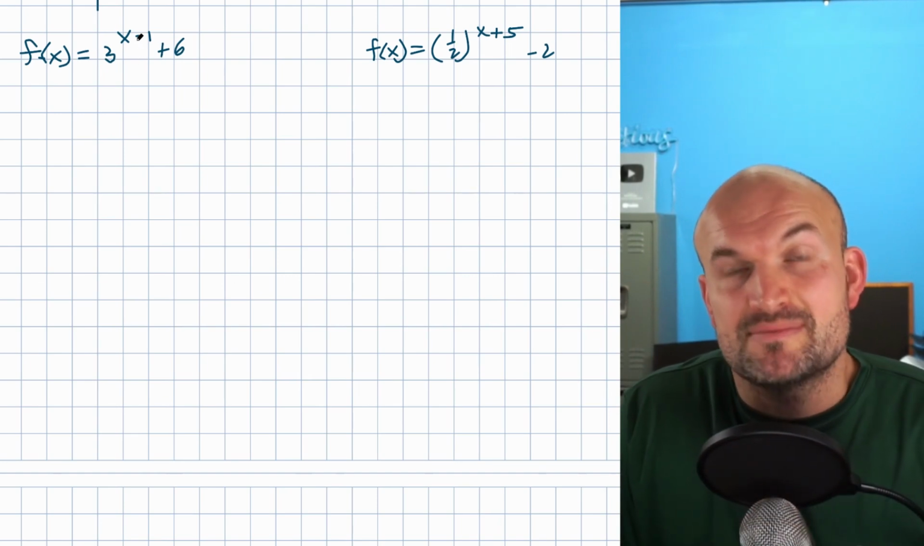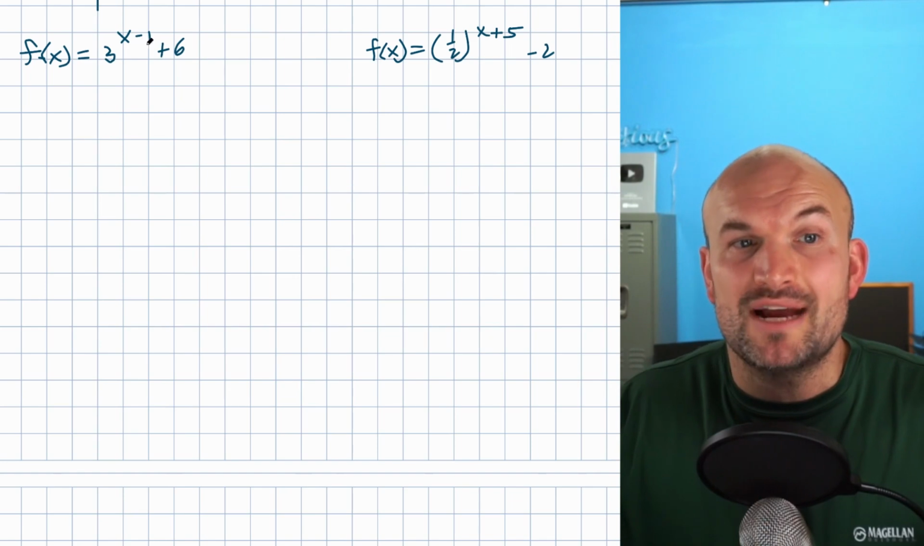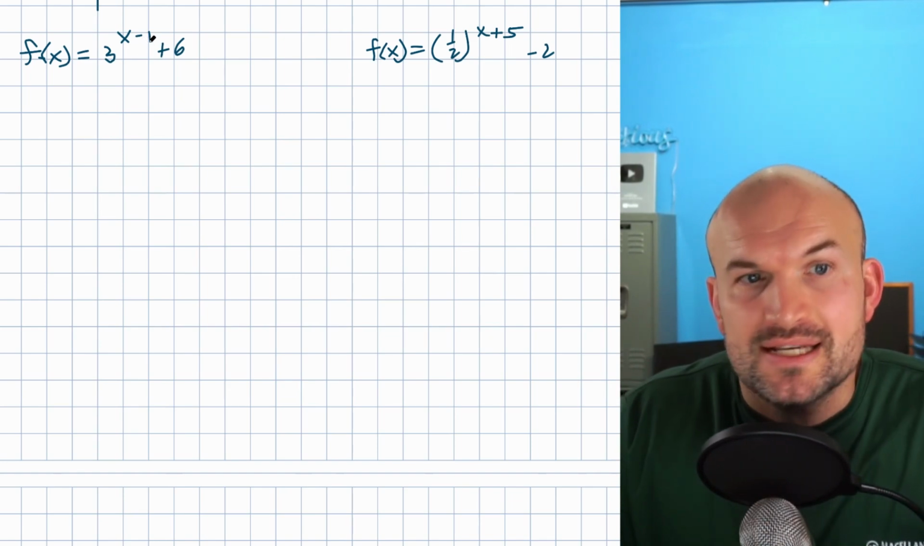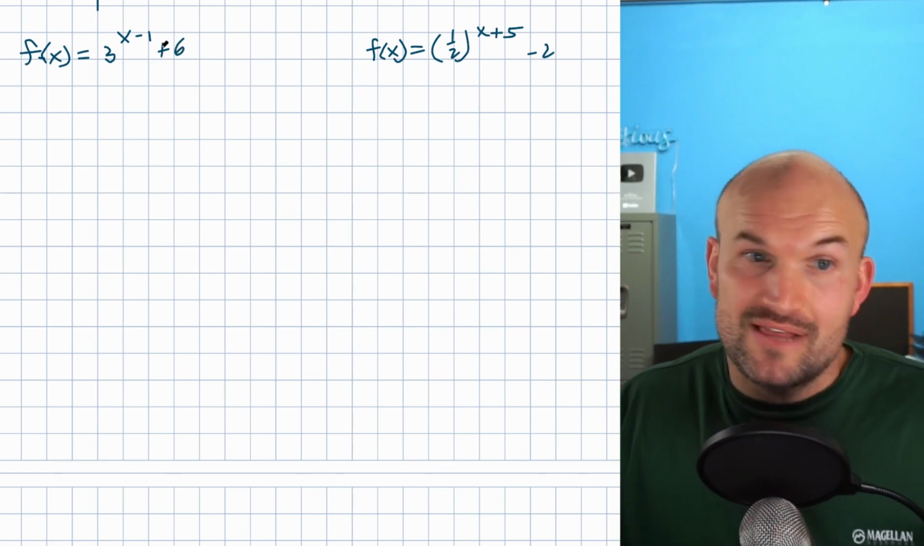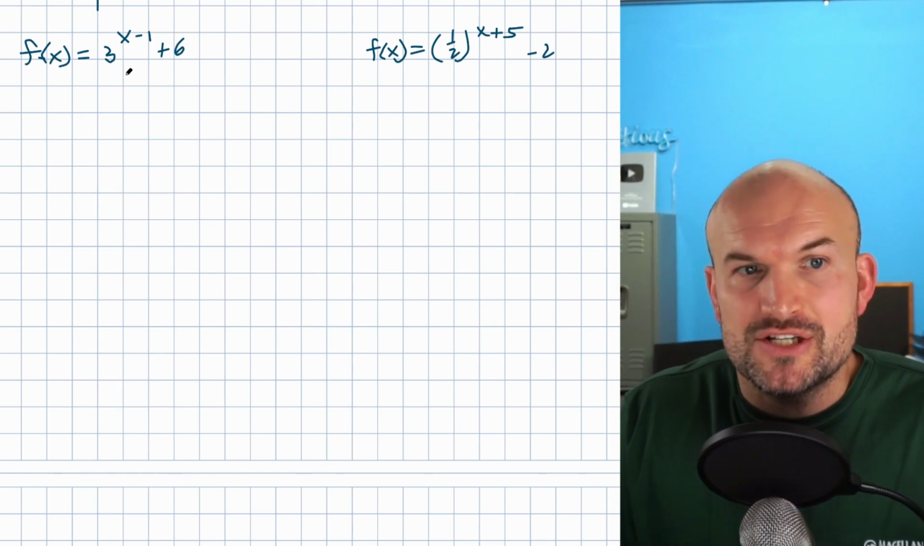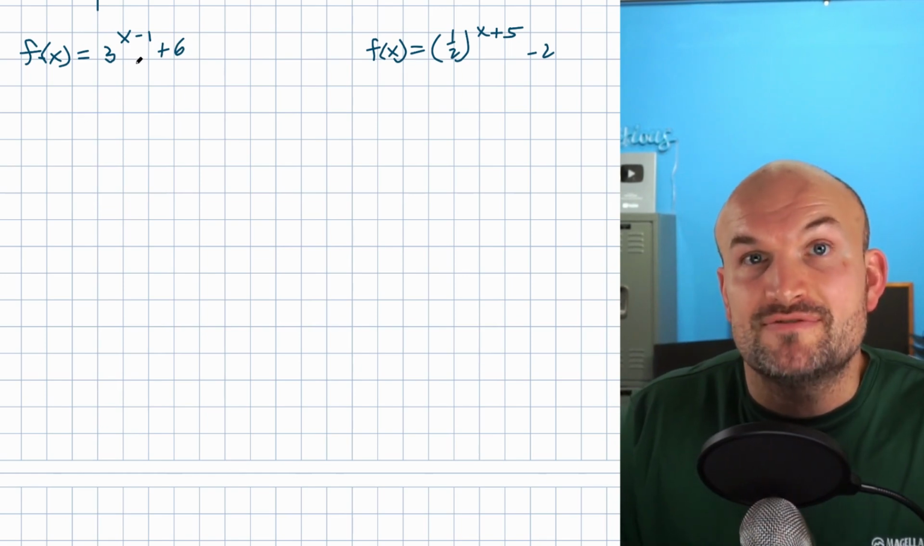So the first thing I'm going to look at is, since I'm subtracting 1 inside the function, right? It's inside the function because it's listed as an exponent. That's going to be a shift 1 unit to the right. And since I'm adding a 6 on the outside of the function, right? It's not actually in the exponent. That's going to be shifted up 6. So my transformations are going to be shift right 1 and shift up 6.